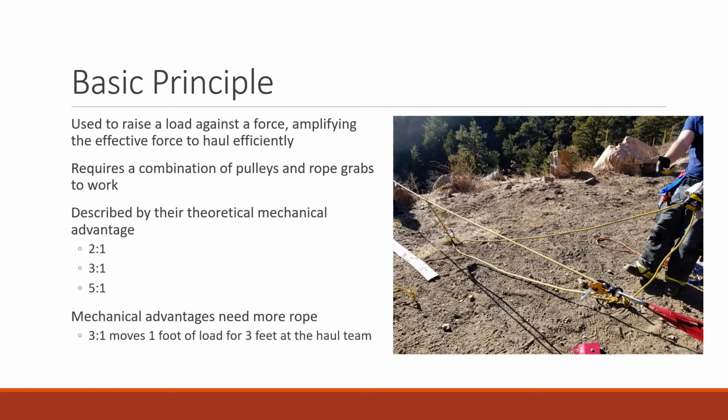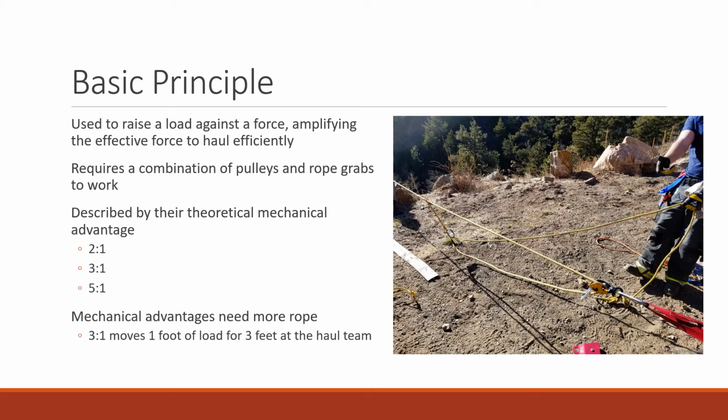We describe mechanical advantage systems by their theoretical mechanical advantage. It's important to know this is theoretical, it's not pure, because there's friction, there's all kinds of other stuff going on. These are their theoretical advantages. 2-to-1, 3-to-1, 5-to-1, those are the most common systems that we'll see, and those are what we're really going to talk about.